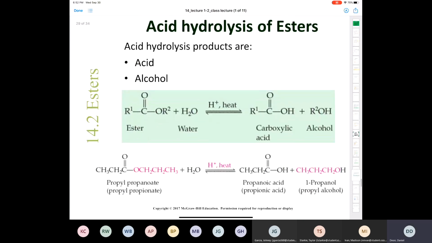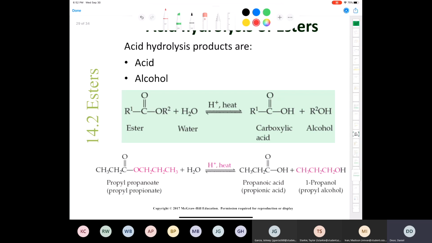Here's the acid hydrolysis of an ester. You take an ester, you put it in water, and you heat it up with some acid. And you're going to blow apart the ester. Now, what's important for you to know is that there are 2 carbon-oxygen bonds in your ester. There's the carbon-oxygen double bond, and there's a carbon-oxygen single bond.